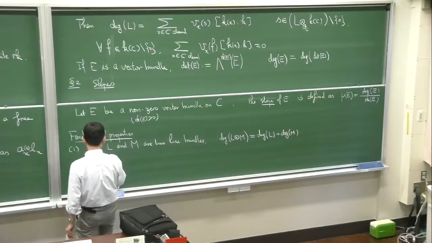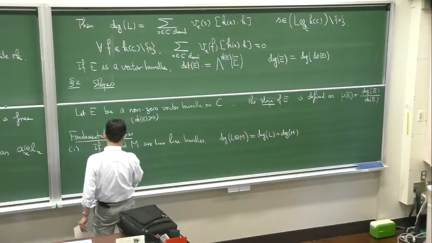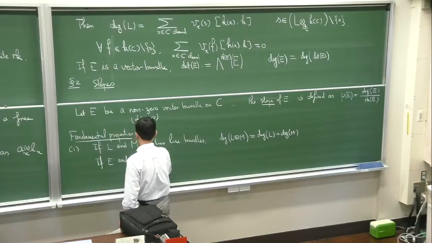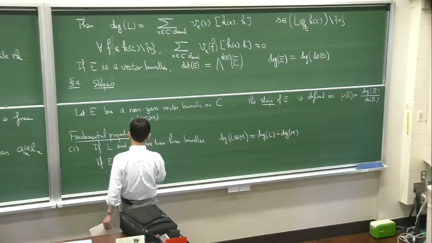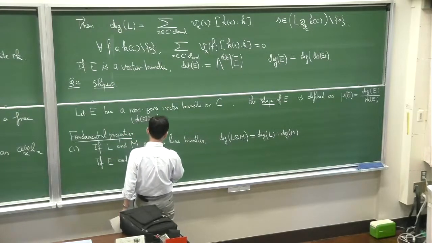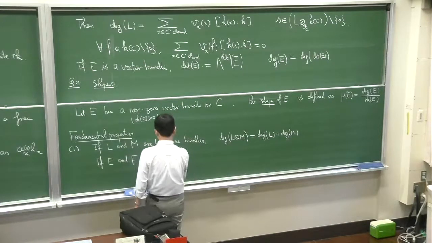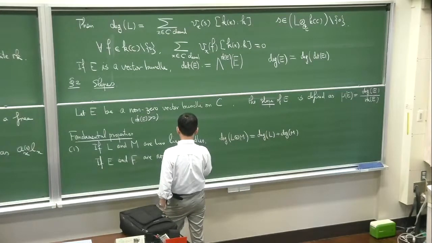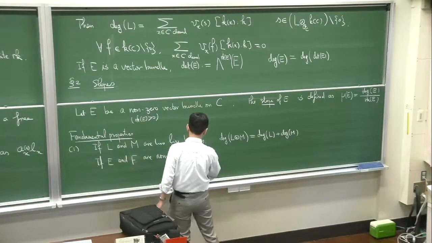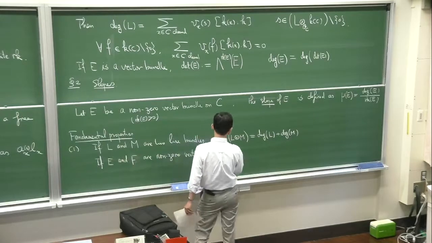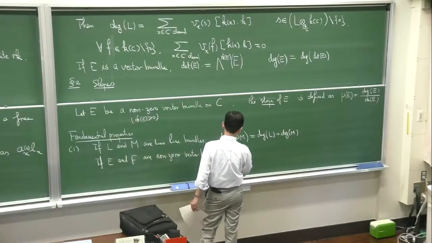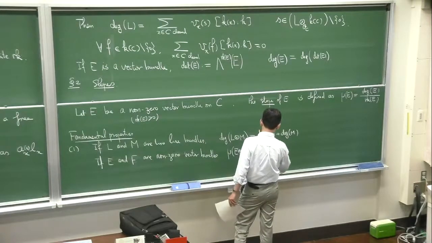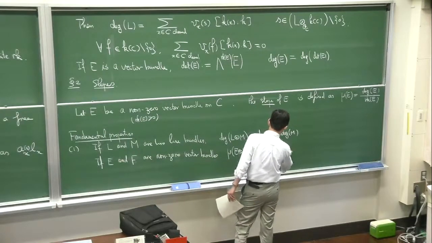And more generally, if E and F are maybe non-zero vector bundles, the slope of E tensor F is the slope of E plus the slope of F.